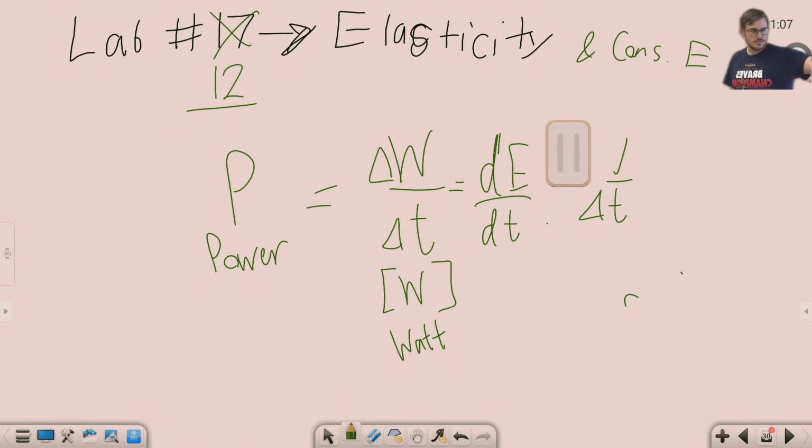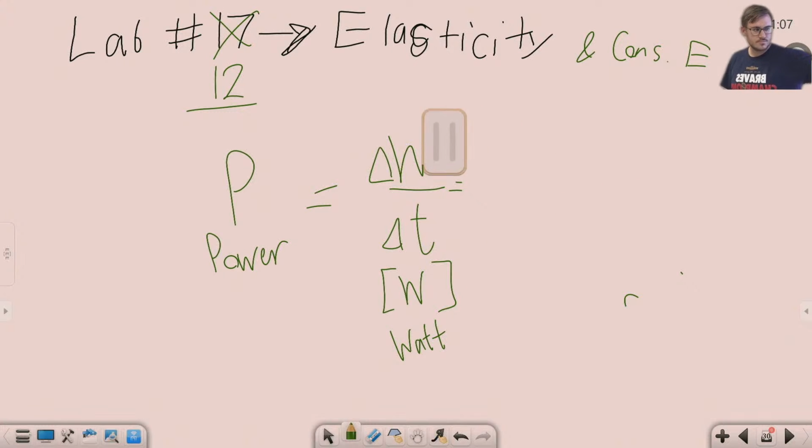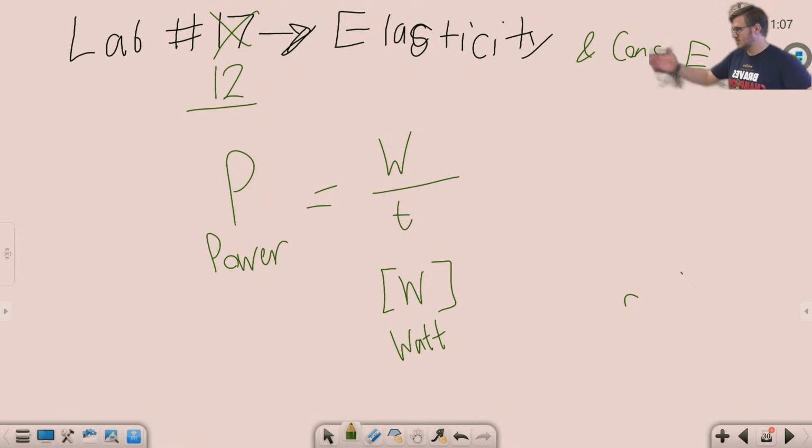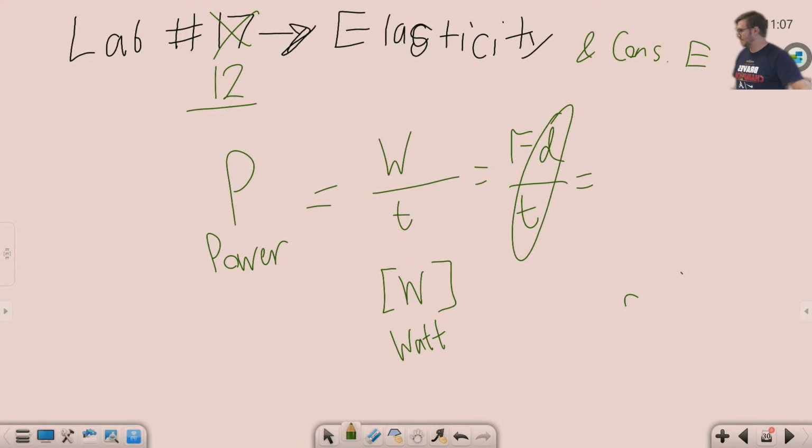Is it delta V over delta T with the acceleration? Just wait. So let me answer Ethan's situation because this is where we're going anyway. Turns out, remember, work is force times distance, right? So force times distance over time. Distance over time is velocity. So power is also force times velocity.